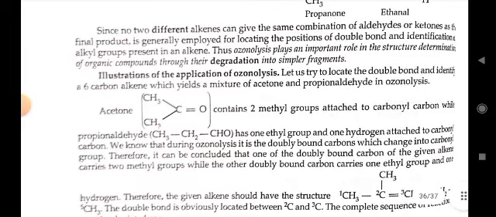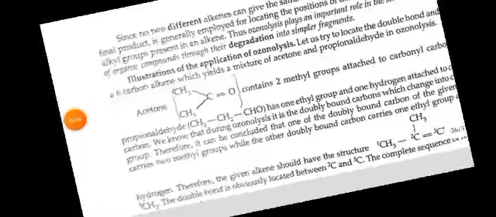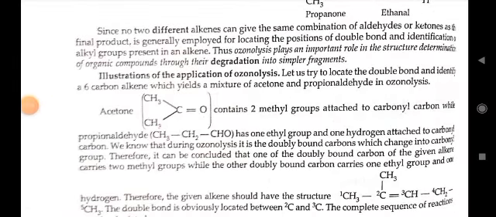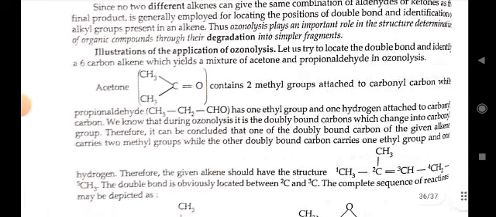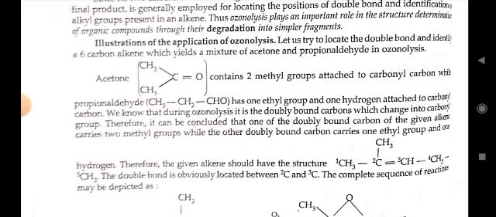Since no two different alkenes can give the same combination of aldehydes or ketones, the final product is generally employed for locating the position of the double bond and identification of alkyl groups present in an alkene. Thus, ozonolysis plays an important role in the structural determination of organic compounds through their degradation into simpler fragments. Illustrations of the application of ozonolysis.